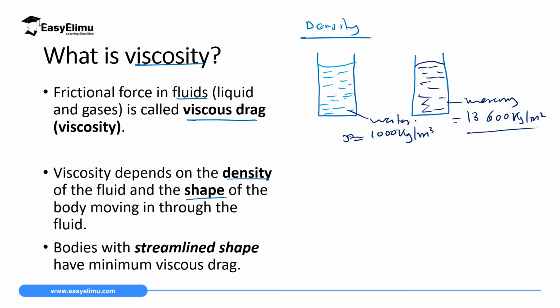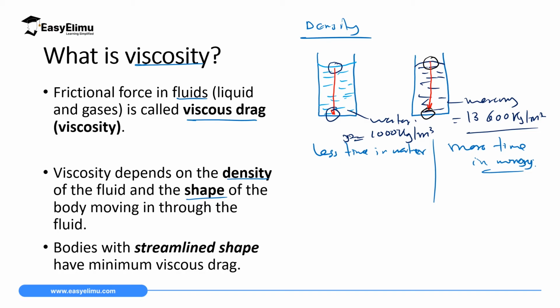So now, if you take a stone and put it here and then start your stopwatch, the time it will take for this stone to reach at the bottom of this beaker will be very short than the time it will take the same stone up here to move through the mercury to the base of this beaker. So this means it will take less time in water to reach at the base, and then it will take more time in mercury. Then it means mercury offers more resistance to motion of that stone in it, and water offers less resistance for this stone to move in it.